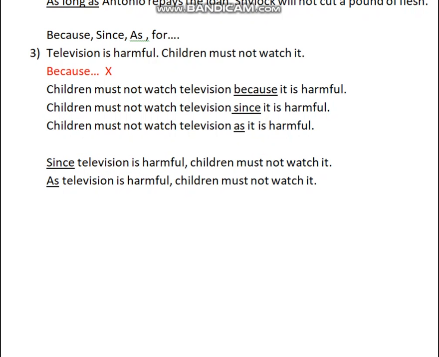Another option is to use for, but again you do not begin with for, use it in the middle, and your answer will be: children must not watch television for it is harmful. I hope you've understood these three categories. So now there's an exercise for you. Please solve it.